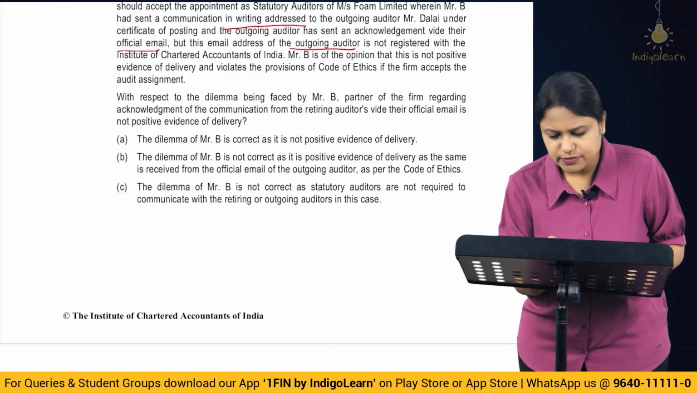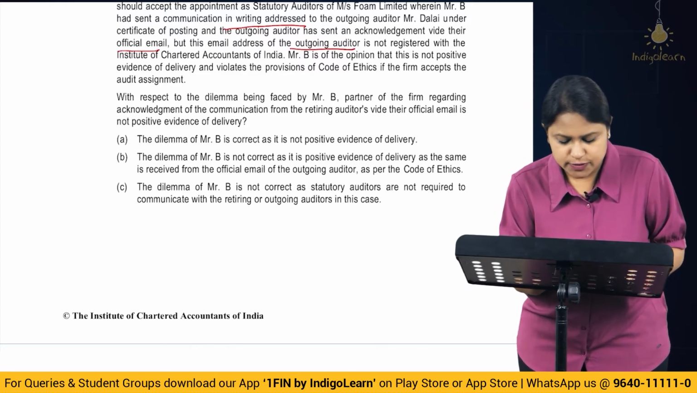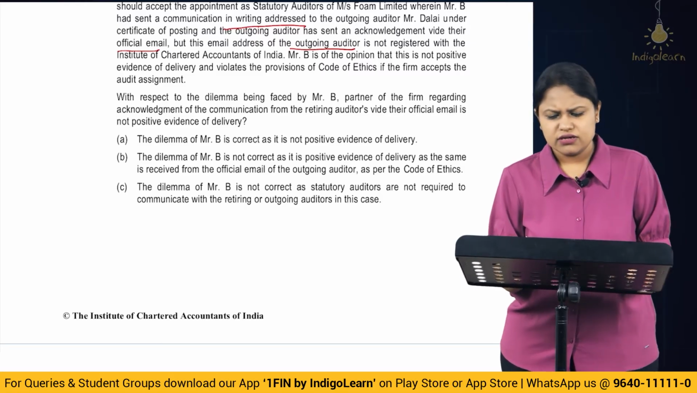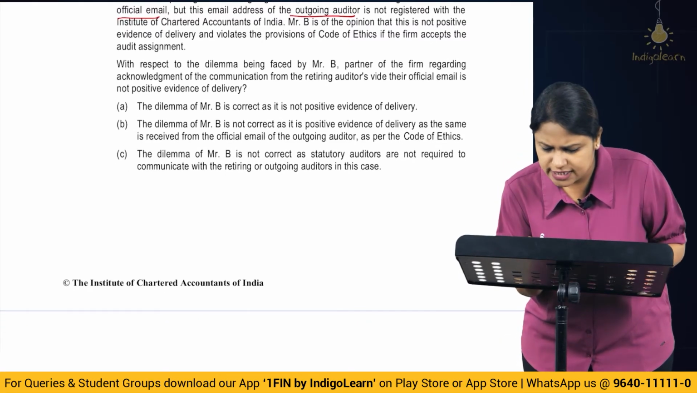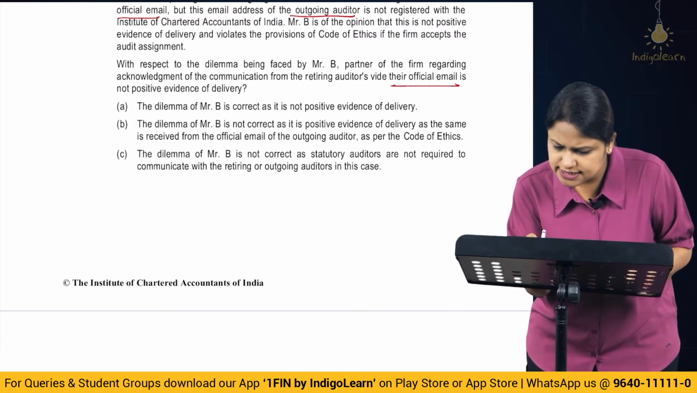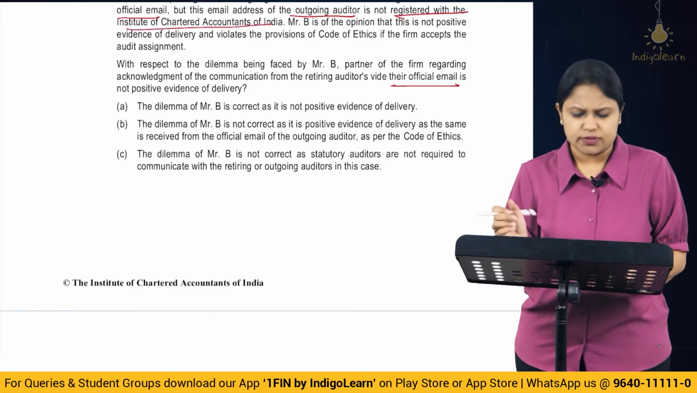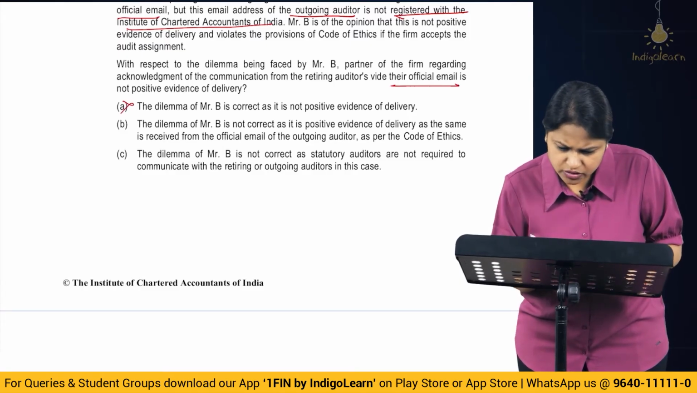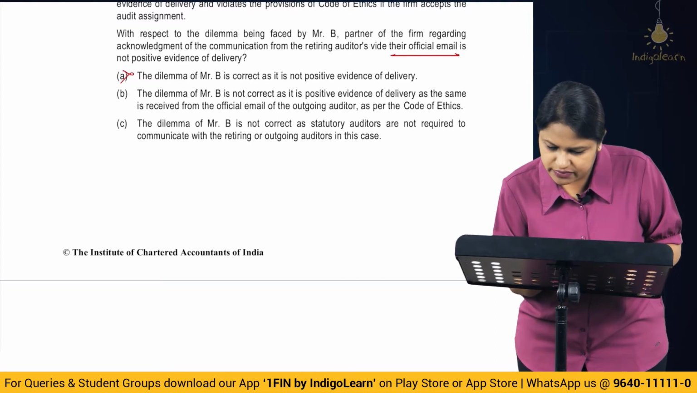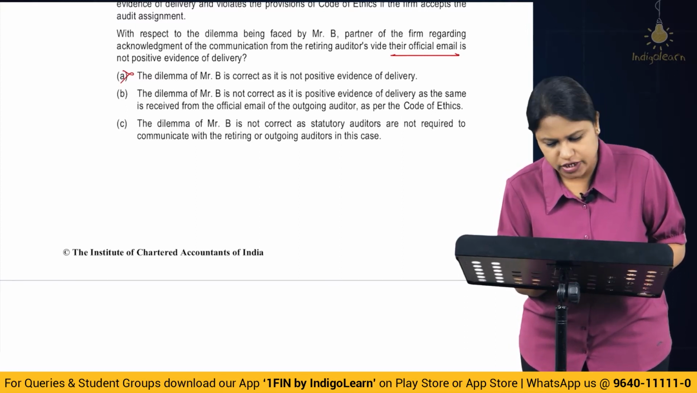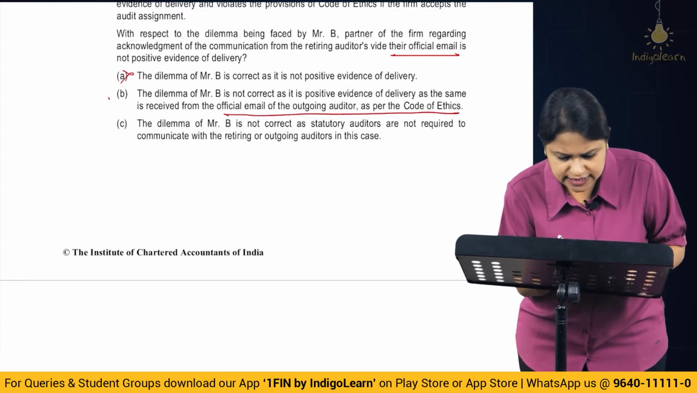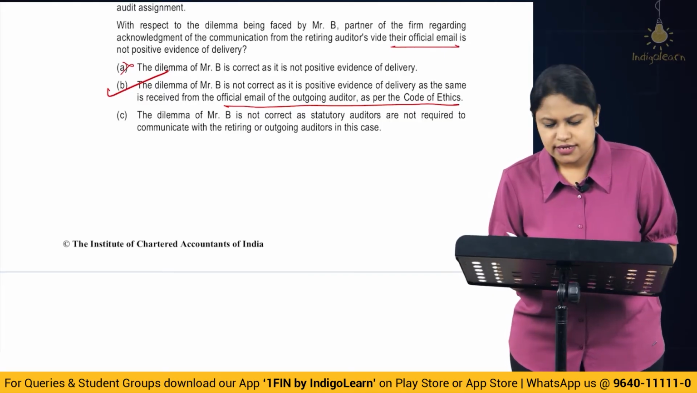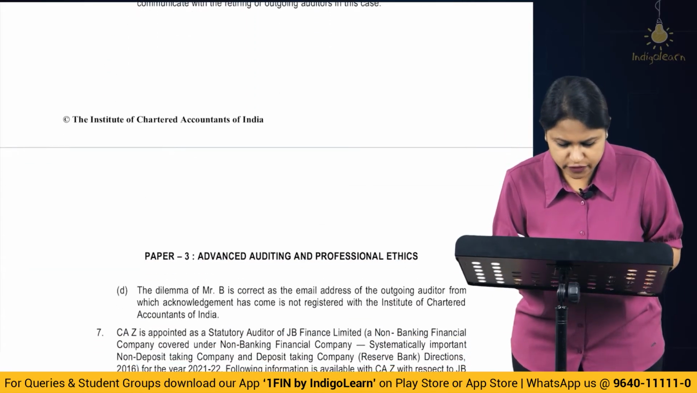With respect to the dilemma being faced by Mr. B, partner of the firm, regarding whether acknowledgement of the communication from the retiring auditor via their official email is not positive evidence of delivery: no, very much it is a positive evidence of delivery. So whether it is the official email or whether it is registered with the Institute, both would be considered a positive delivery. So the answer here: is the dilemma of Mr. B correct? No. The dilemma of Mr. B is not correct as it is a positive evidence of delivery, as the same is received from the official email of the outgoing auditor as per the Code of Ethics. So the answer is B for this. Whether it is registered with ICAI or it is an official email, both will be acceptable. So the answer is B.